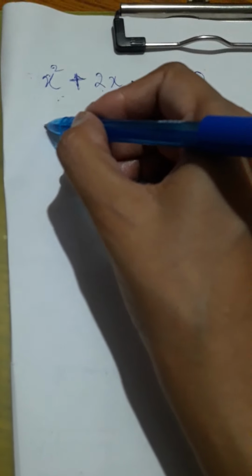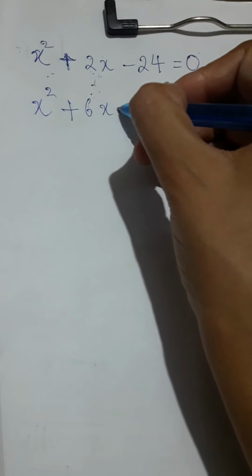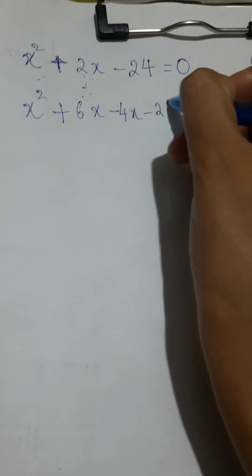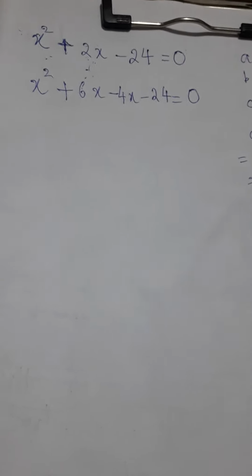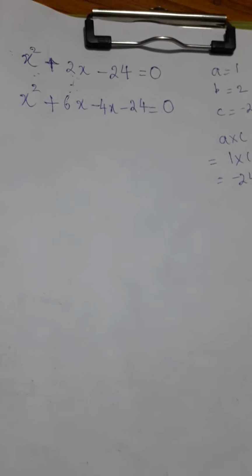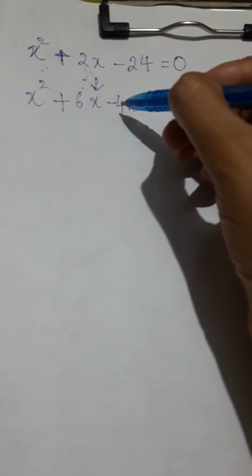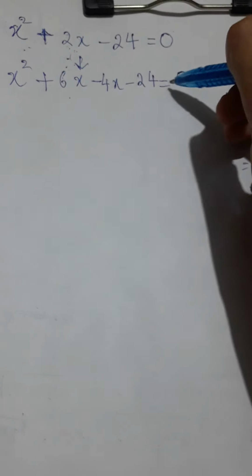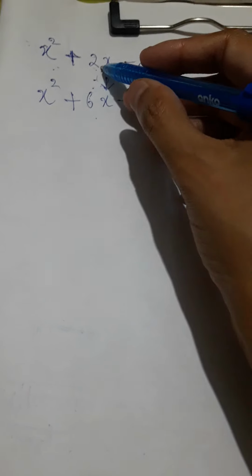Now this is nothing but splitting the middle term. x square, I split 2x as 6x minus 4x, minus 24 is equal to 0. For those of you who are not that familiar with the splitting the middle term method, I will cover it later in another session, but for now we will proceed with this. When you split the middle term, this is what you get. 6x into minus 4x, 6 into minus 4 is minus 24, and when I add the two components, I get back 2x, right?